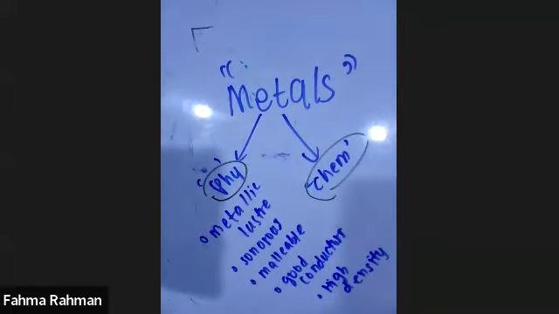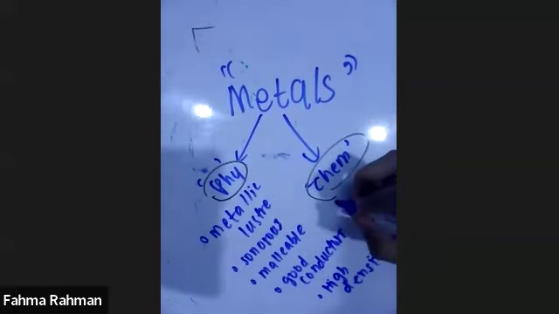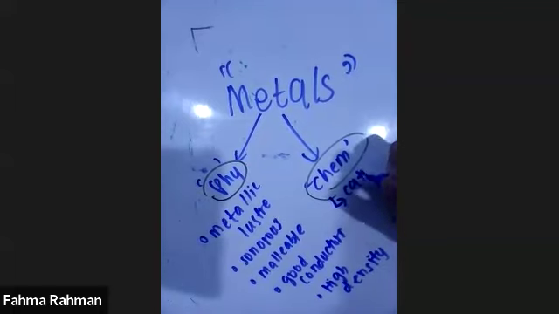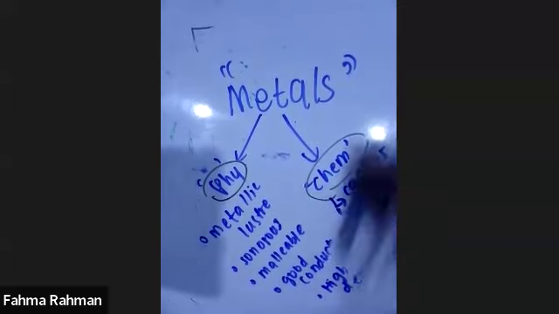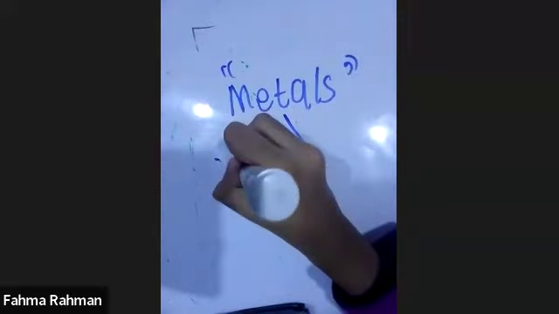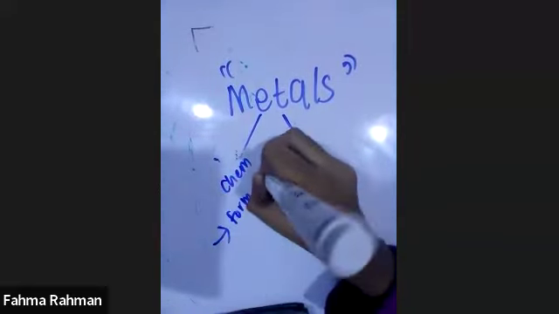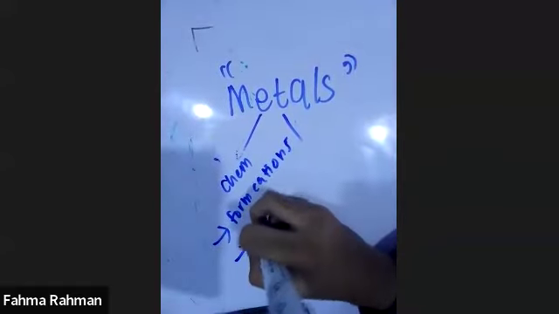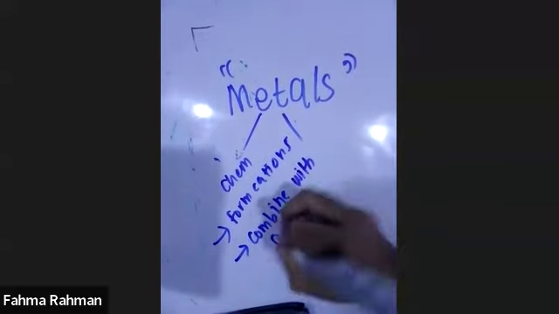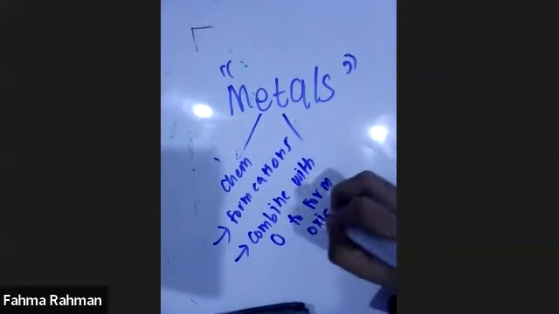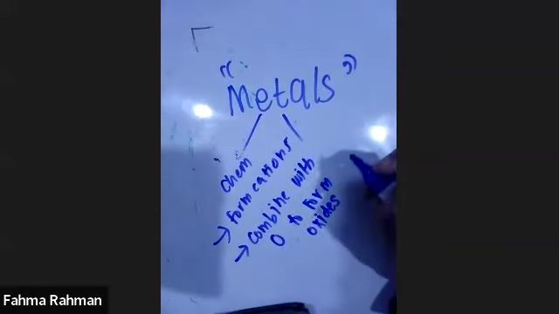Then if you come to the chemical properties, metals form positive cations. Positive ions are known as cations. So the chemical properties of metals are that they form cations, and they combine with oxygen to form oxides. Just write down the chemical properties. And the oxides, when dissolved in water, form basic solutions.